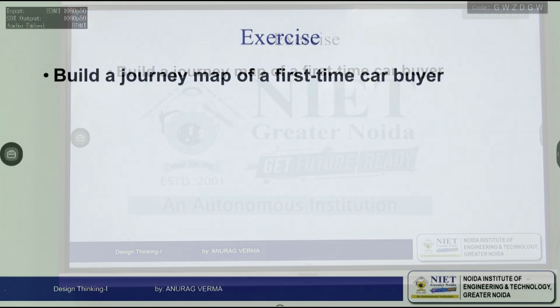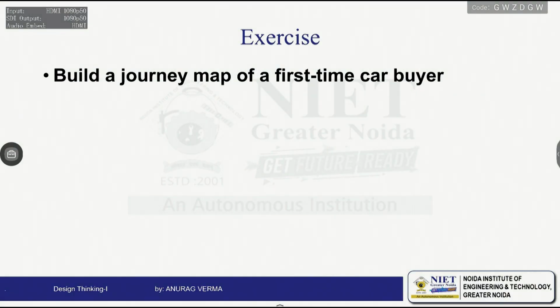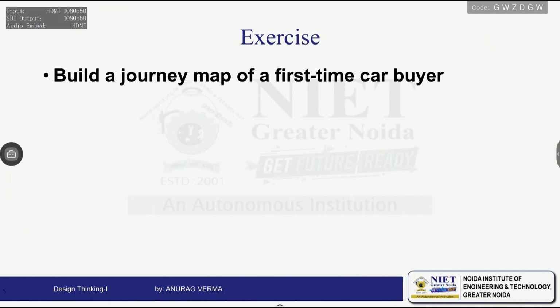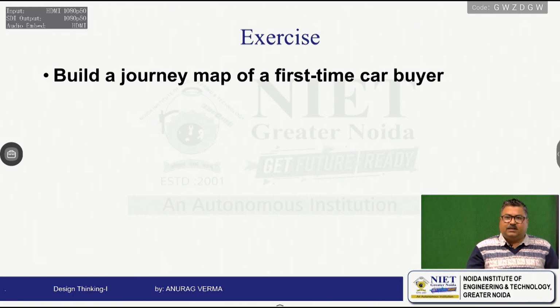Now here is an exercise for the students to build a journey map of a first-time car buyer, where the car buyer is doing a survey of different cars and dealers, and looking for different options, the offers different dealers are providing, doing test drives, and visiting different dealers for car prices and negotiating with them. So all these activities need to be marked on this journey map. This is an exercise for the student to make a journey map of a first-time car buyer.